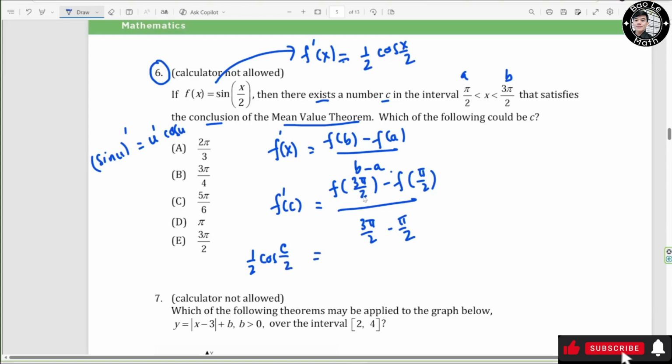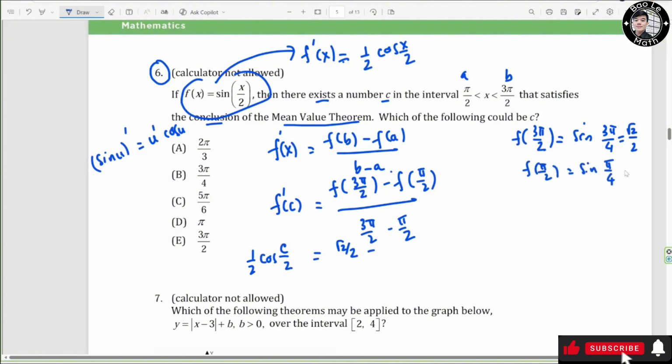Equals f of 3 pi over 2, substitute 3 pi over 2 over here, right? So we have f of 3 pi over 2 equals sine of 3 pi over 2 divided by 2. It could be 3 pi over 4, right? And it's going to be root 2 over 2, right? So I have root 2 over 2 here. Subtract f of pi over 2 equals sine of pi over 4. It's going to be root 2 over 2, right? So I have root 2 over 2 right here.